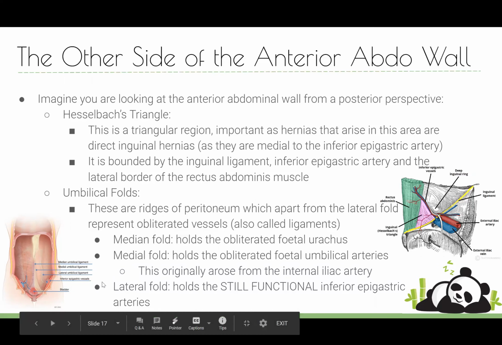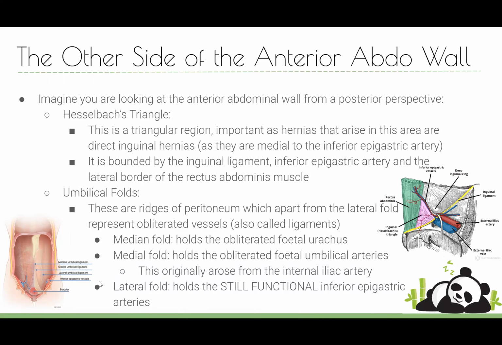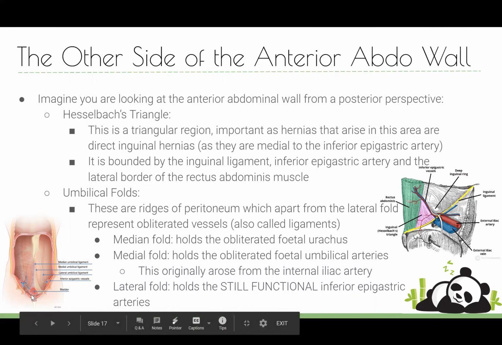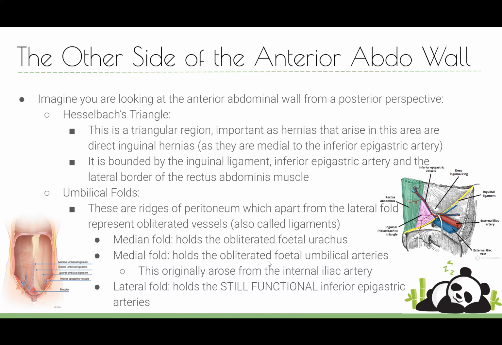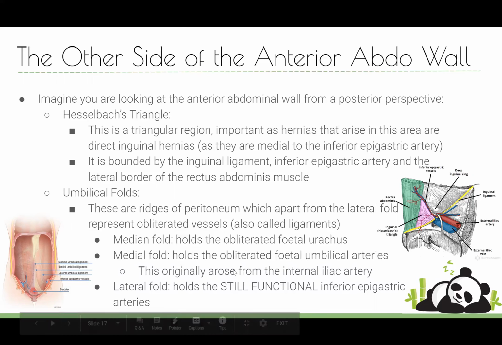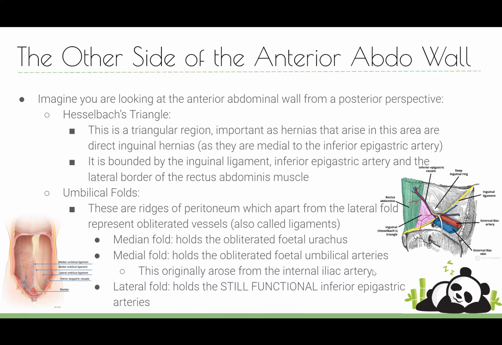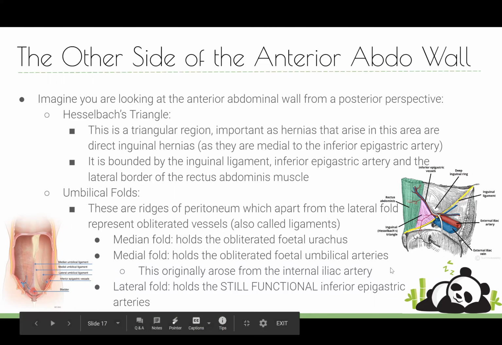The median and medial folds are obliterated fetal structures. So the median is the obliterated fetal urachus, so how they peed basically, and the medial fold is from the obliterated fetal umbilical arteries, which originally came from the internal iliac artery. This is like a question from our exam, so I don't know why they wanted us to know that, but it was a thing. I think it's more the idea you could work it out, but it was a thing.